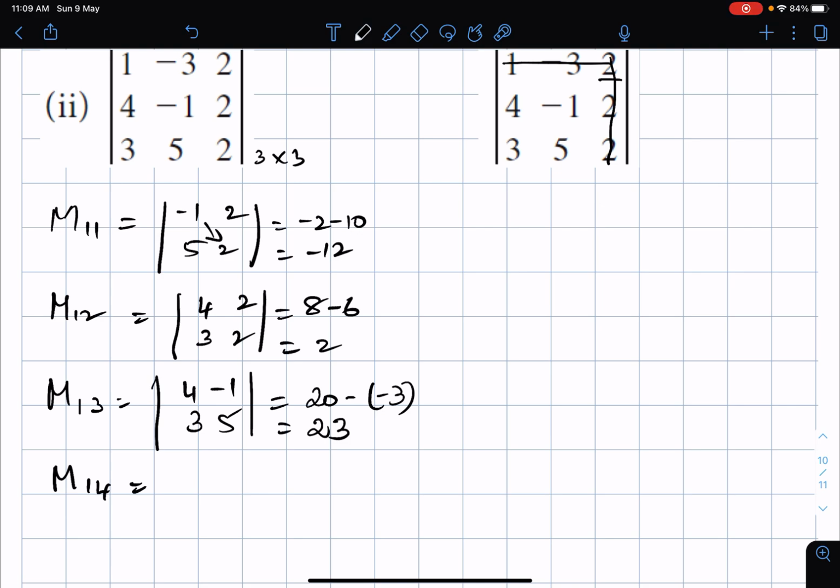Sorry, it is not M14. Now the first row is completed. We are going to come to the second row. So it is 2, 1. Okay, so what does 2, 1 mean?